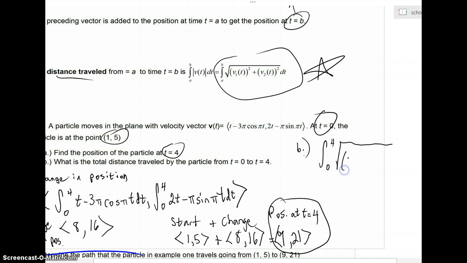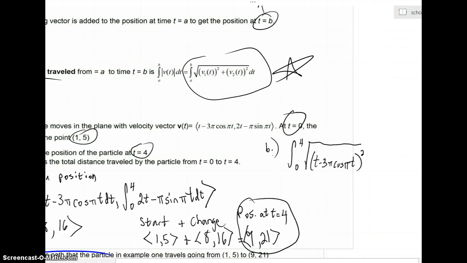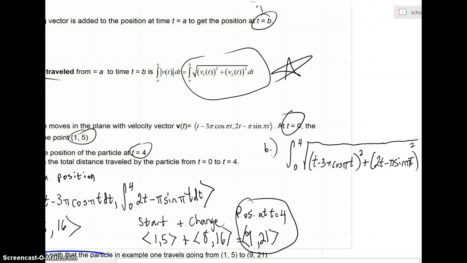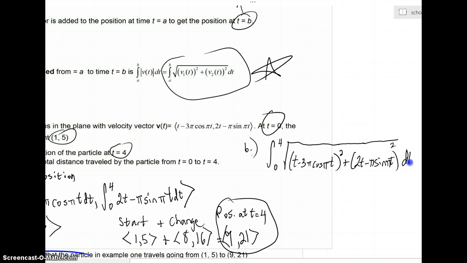Take our x component, which is going to be t minus 3 pi cosine of pi t, square that, and then we're going to say plus 2t minus pi sine of pi t, square that. Don't forget to throw in a little dt there. Should always wrap that up.